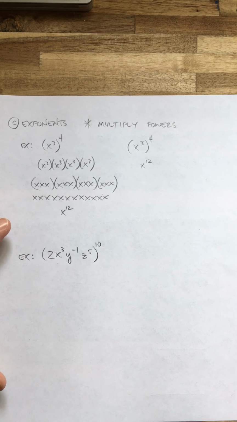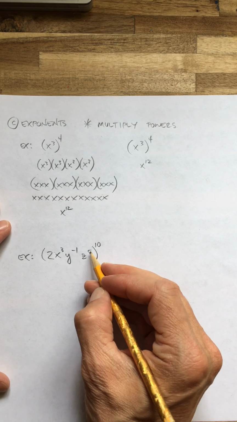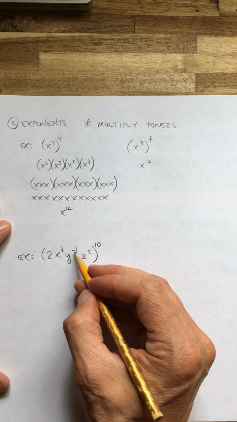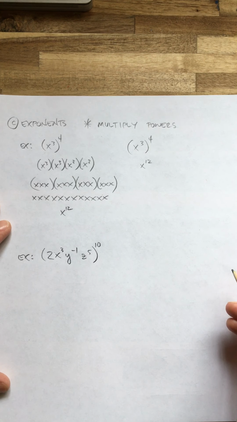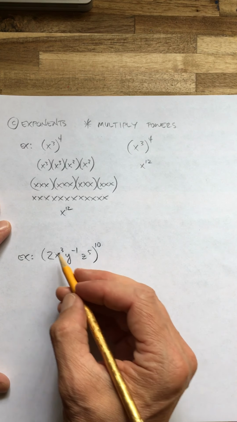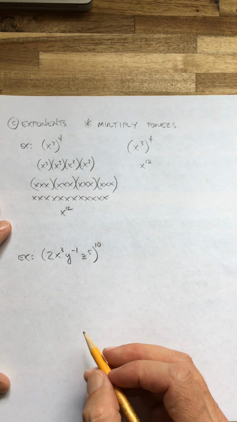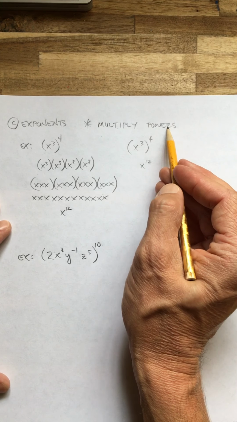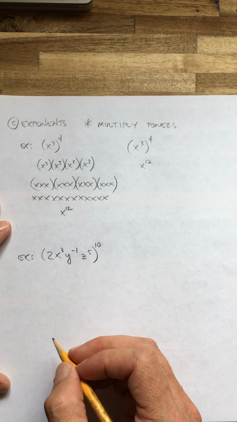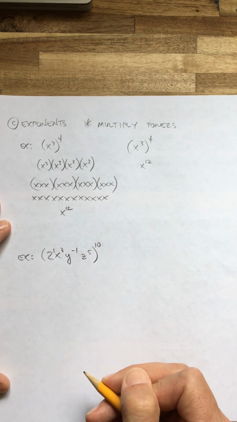All right, so all we're doing is multiplying the powers. Here we have a 5 times 10, that's z to the 50. Here we have a negative 1 times 10, that's y to the negative 10. We have a 3 times 10, that's x to the 30. We have a 2 right here. What do we do with that? Well, keep in mind, it says to multiply powers. What's the power for that 2? The power for that 2 is a 1.